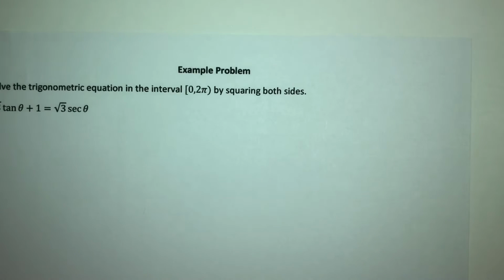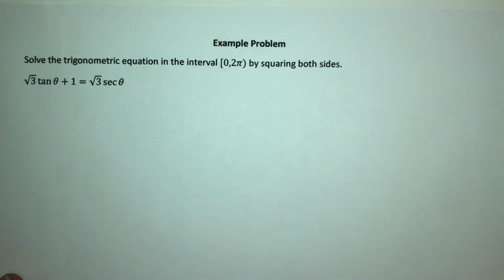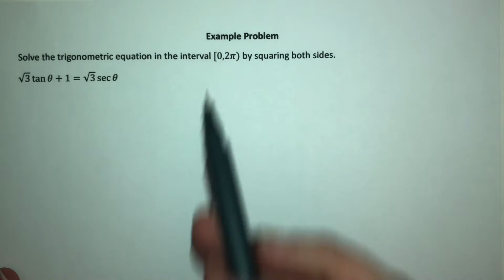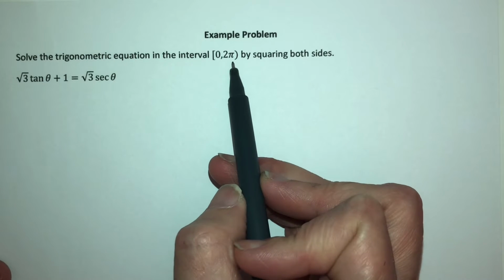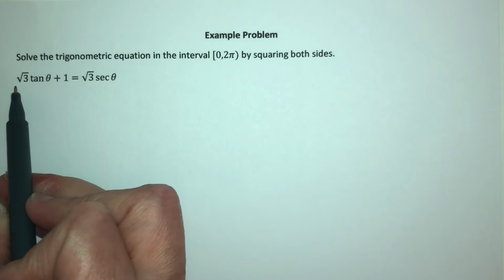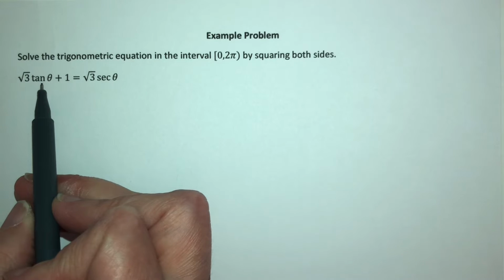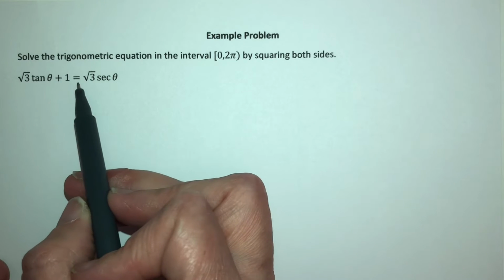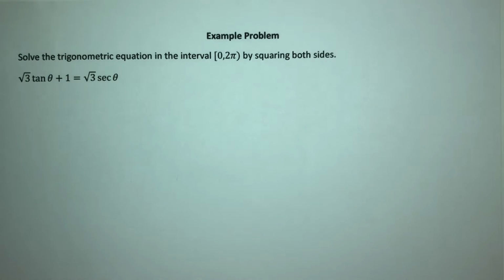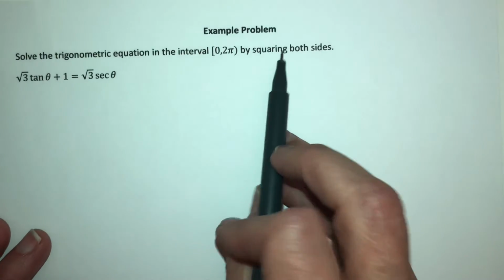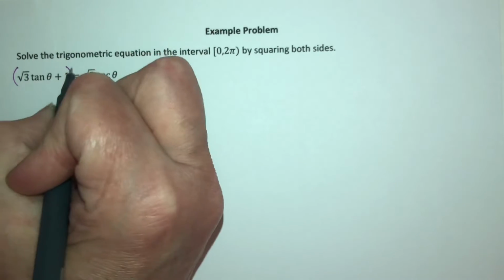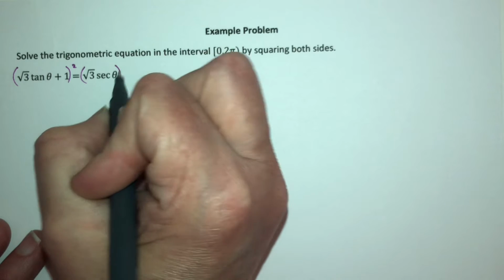So let's do this one problem. I want to find all solutions between 0 and 2 pi of square root 3 tangent theta plus 1 is equal to the square root of 3 secant theta. We're told to square both sides, so square both sides.